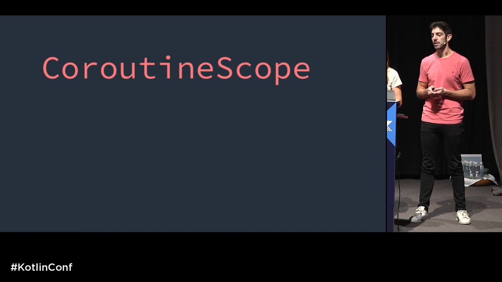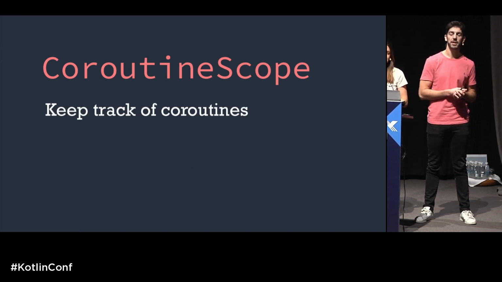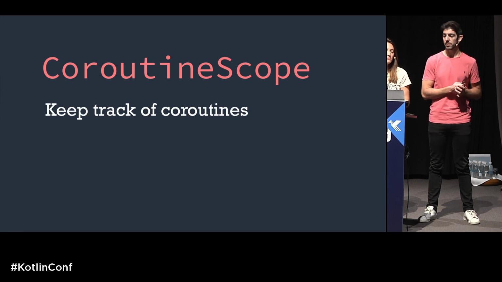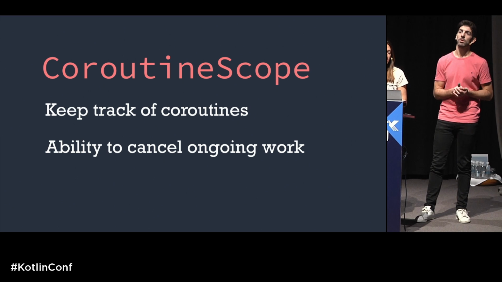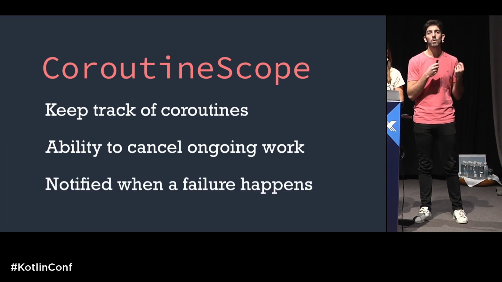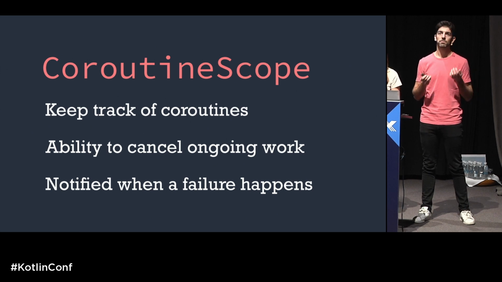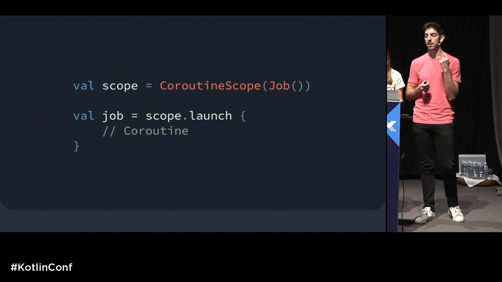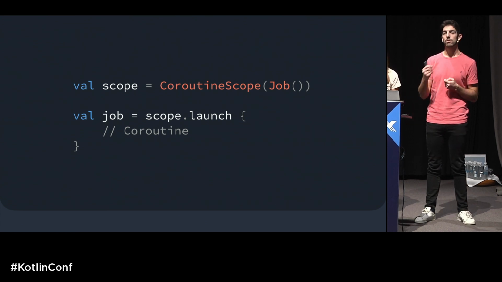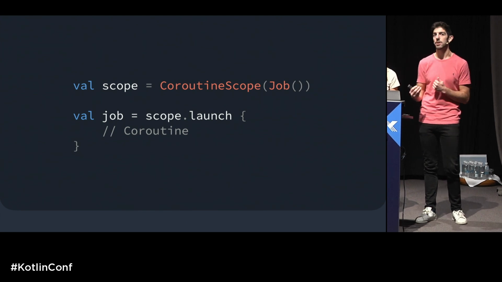And because of that, it's going to help you keep track of the coroutines and the work that is going on in the screen. And as we will see throughout the presentation, it's going to give you the ability to cancel that ongoing work that it started and will be notified when a failure happens. And just to show some coroutine 101 code, you will see here we can define a coroutineScope, and we can call launch within it. So scope.launch will create a new coroutine.